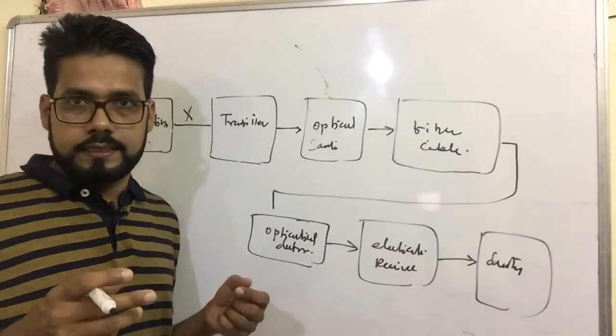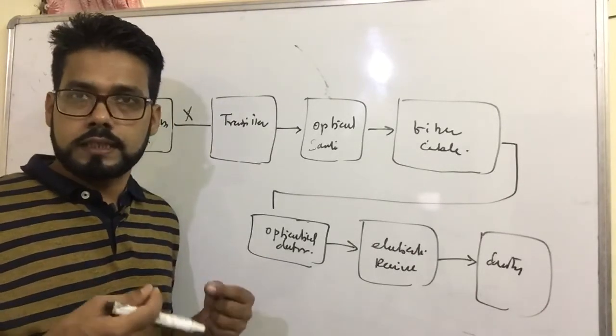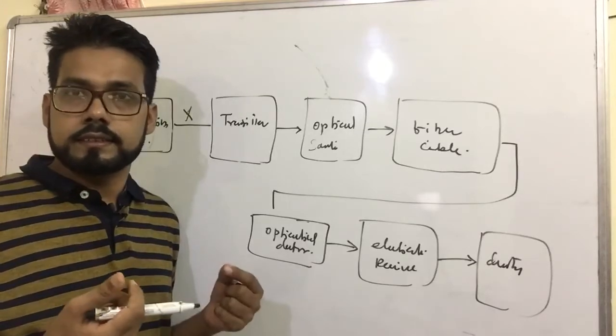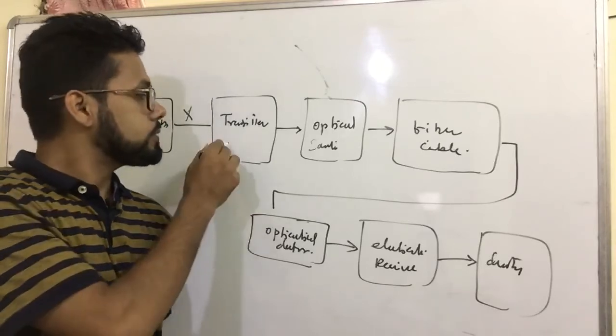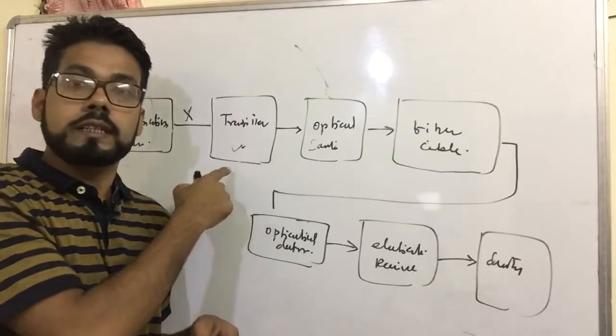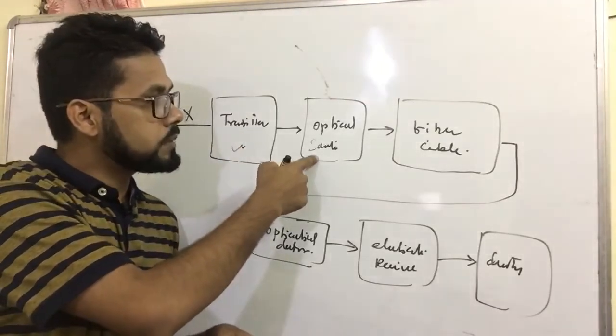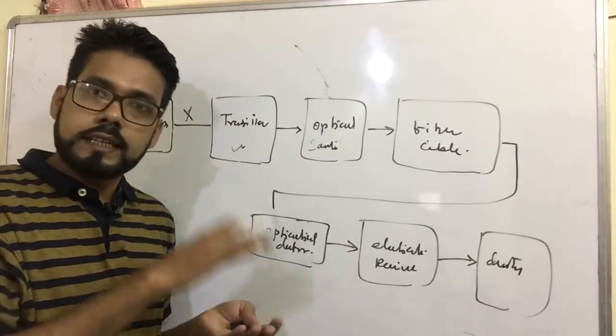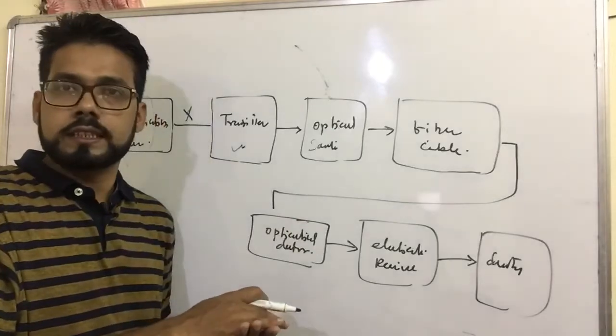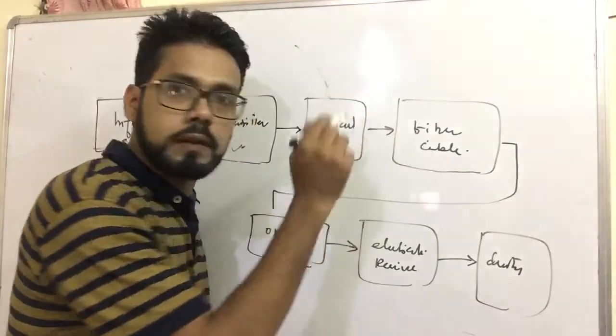Suppose LED. LED is what? When you give a current, it will give a light. So electrical is converted to optical. This optical conversion will take place here, and this optical source will create an optical carrier frequency, carrier signal. The carrier signal will mix with the original signal and then be sent to the fiber.